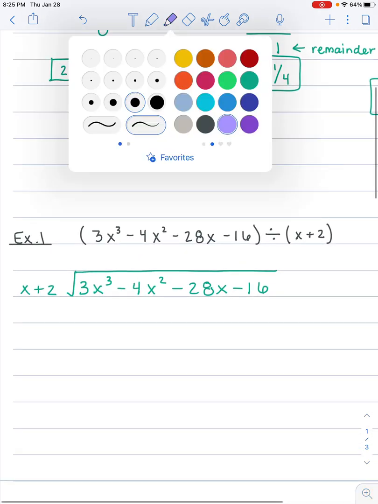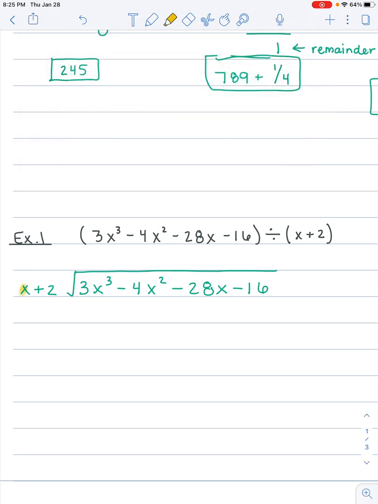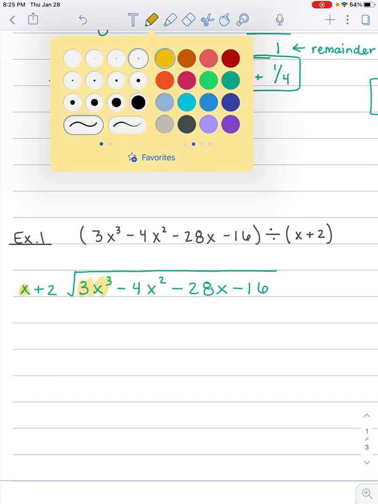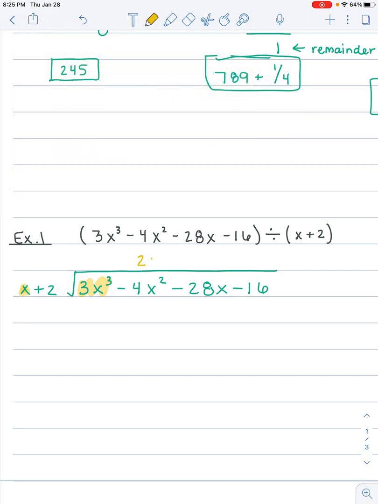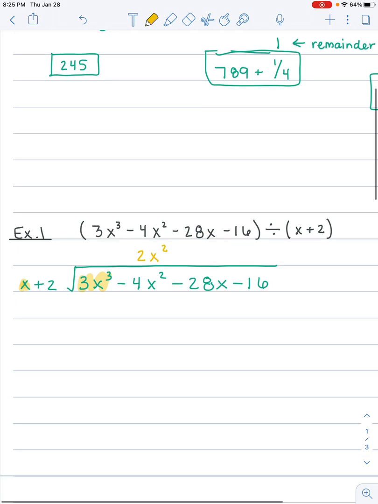So same thing, you're trying to match that divisor, this outside number, to each of the terms in there. So what we're going to look at first here, we're going to try to get x to look like 3x cubed. So what could you multiply x by to make it look like 3x cubed? Well, I can multiply x by 2x squared. So if I do 2x squared times x, that gives me 3x cubed, because you want those numbers to match up. If you multiply the x by that value, you also have to multiply the 2.